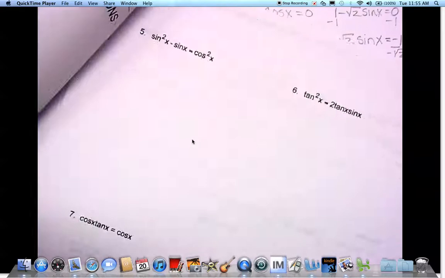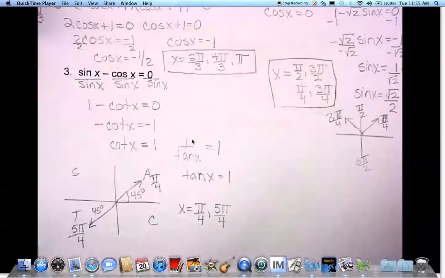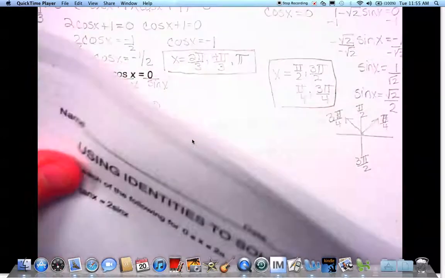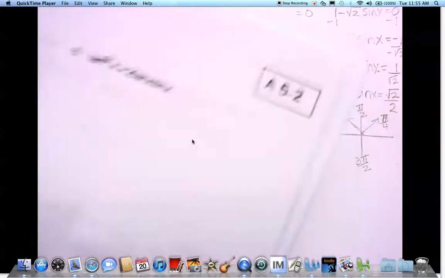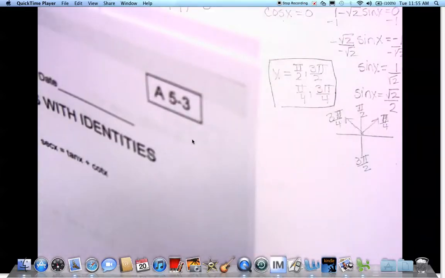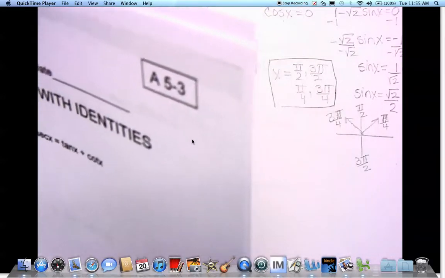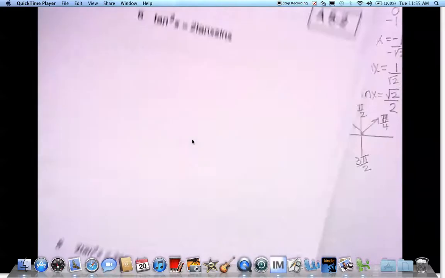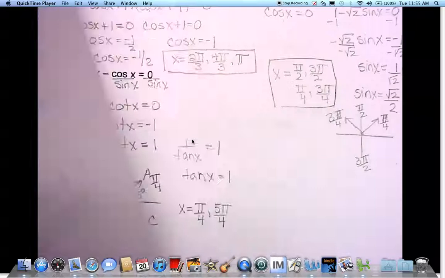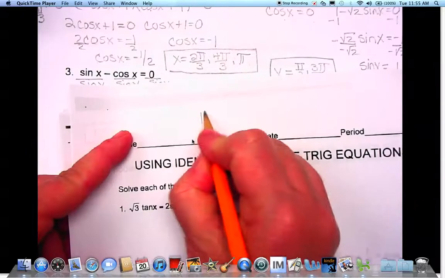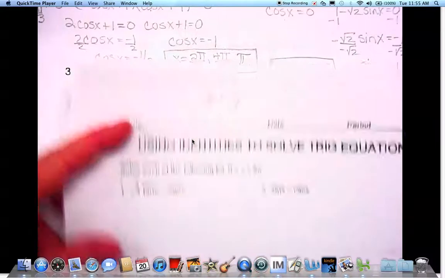Okay, if you haven't finished 5-1, do that first. And then you can work on 5-2. Let's do the odds, except for 1, 3, and 7. Now, actually, let me see. We're going to do 1 through 8, because we have tomorrow too. 1 through 8.